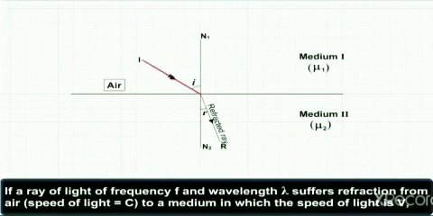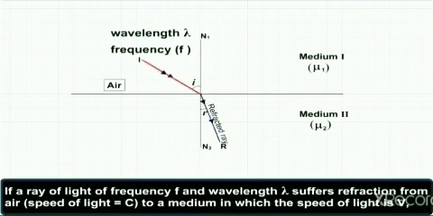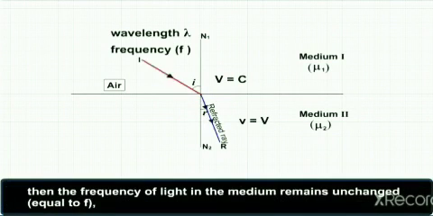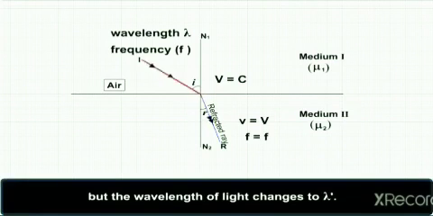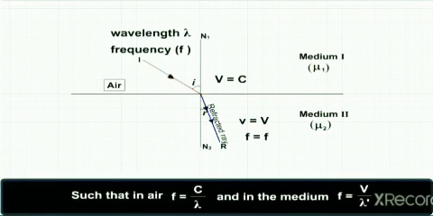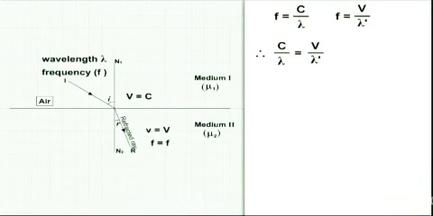If a ray of light of frequency f and wavelength lambda suffers refraction from air, where the speed of light is equal to c, to a medium in which the speed of light is v, then the frequency of light in the medium remains unchanged, equal to f, but the wavelength of light changes to lambda dash, such that in air, f is equal to c upon lambda, and in the medium, f is equal to v upon lambda dash. Therefore, c upon lambda is equal to v upon lambda dash, or lambda dash is equal to v upon c lambda.